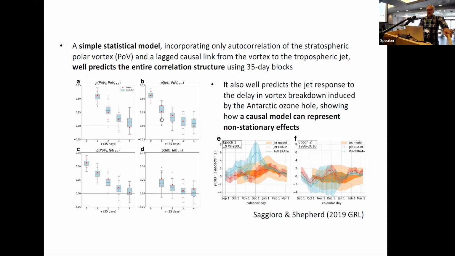And then you can see correlations where the jet is a predictor of the polar vortex, or the polar vortex is a predictor of the jet. They look pretty similar, actually, but the causality in the statistical model is purely downward. There's no upward causality built in. So it just shows that correlations, of course, are extremely dangerous to interpret naively. You need a causal model to help interpret them.